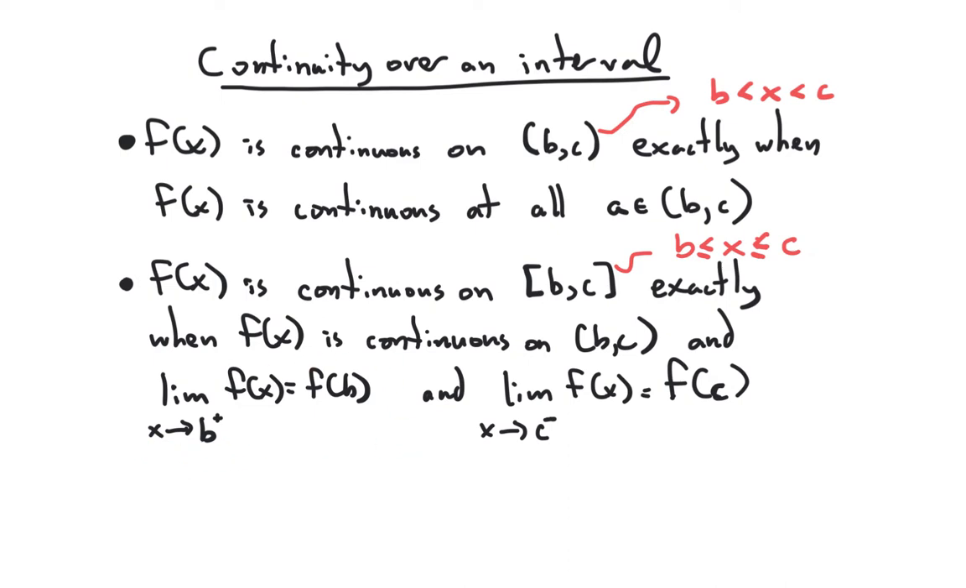We just approach B from the only way we can while staying inside our interval, so from the right. And we only approach C the only way we can, from the left inside of our interval. And so f of B has to equal the limit here, and f of C has to equal this limit. I'll show you in a diagram on the next slide what's going on.